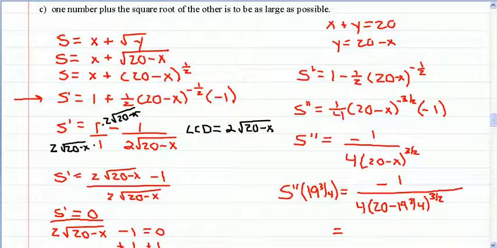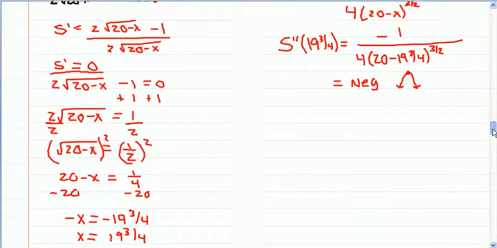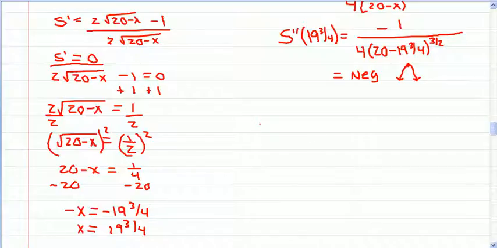So my entire denominator is positive, but the numerator is negative. So therefore, the answer will be negative. And if it's negative, it's concave down, which means that the critical point is a maximum. So I know that the value of x, 19 3/4, is the value that gives me a maximum sum.